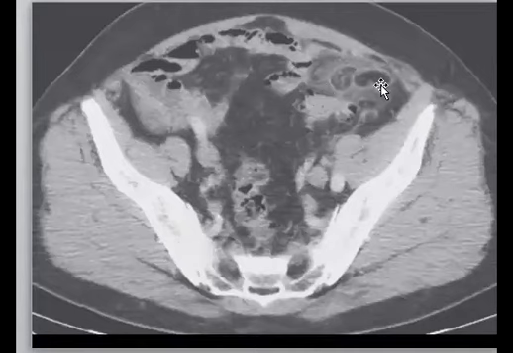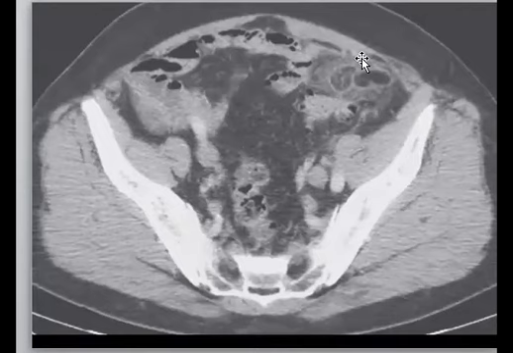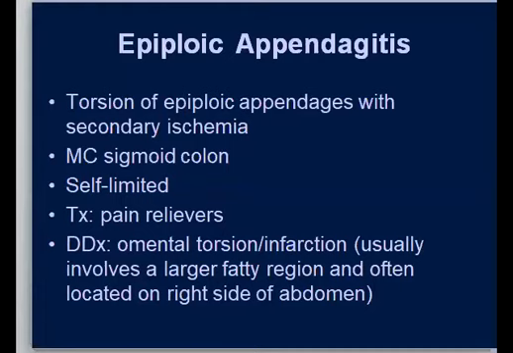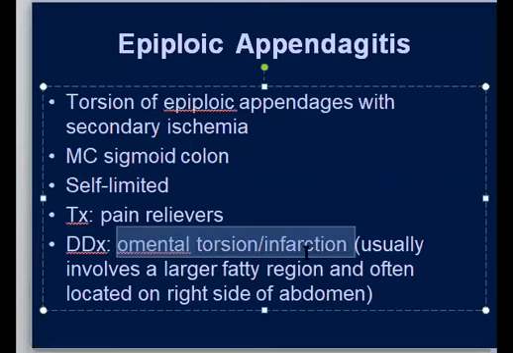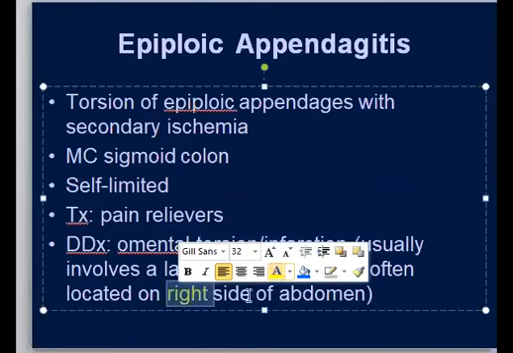So what will be the differential? Omental infarction. But the typical site for omental infarction is the right side. Perfect. So this is what is called epiploic appendagitis. And as we mentioned, omental infarction is the most important differential, but it is always on the right side.